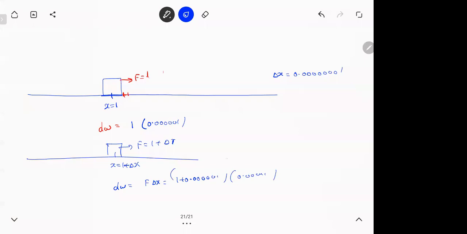Next moment, what will you do? Next, we'll say 1 plus 2 times 0.00001. Every time you're increasing the force by a small amount, multiplying by delta X. That's what you did in integration, isn't it? Area of small rectangles. Here we are saying small work done. This page is not important, just to show you what is happening.